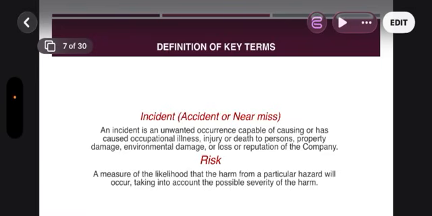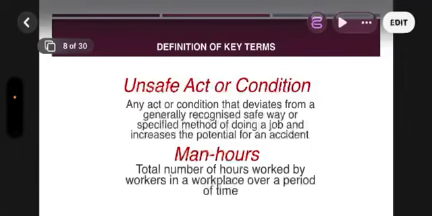We're going to be looking at incident. I mentioned it, look at it here now. Incident is accident or near miss together. Risk is a measure of likelihood. We have talked about this. Let's move to the next stage.